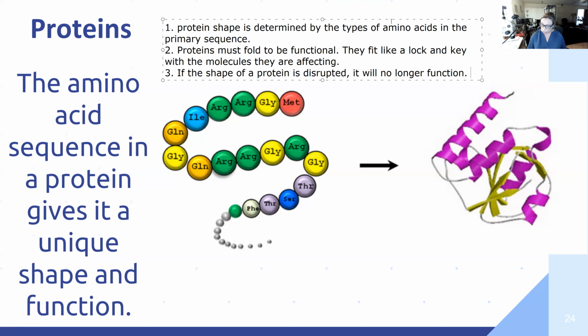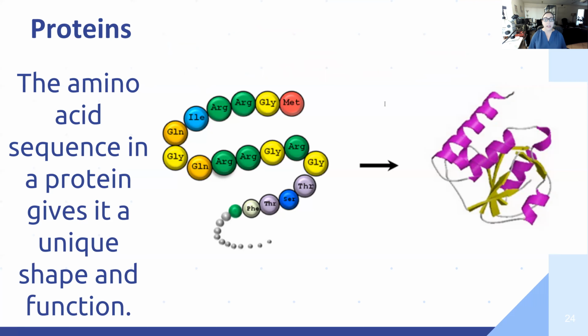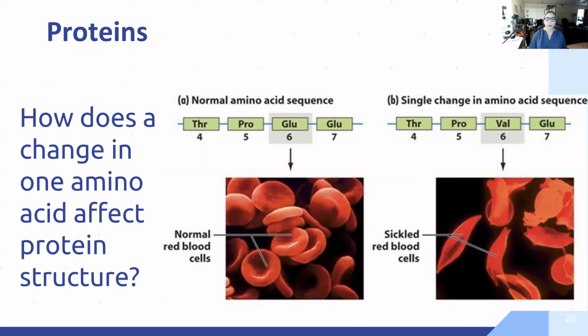Okay, so what I told you here in this slide is that the amino acid sequence in a protein determines its unique shape and function. So what I'm going to do with this slide is give you an example of what a genetic mutation can do. So I'm going to write down a little bit of information here about how your DNA or your genes are related to proteins.